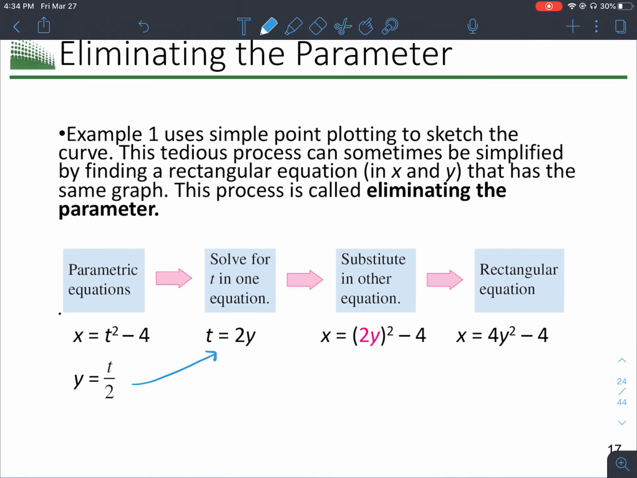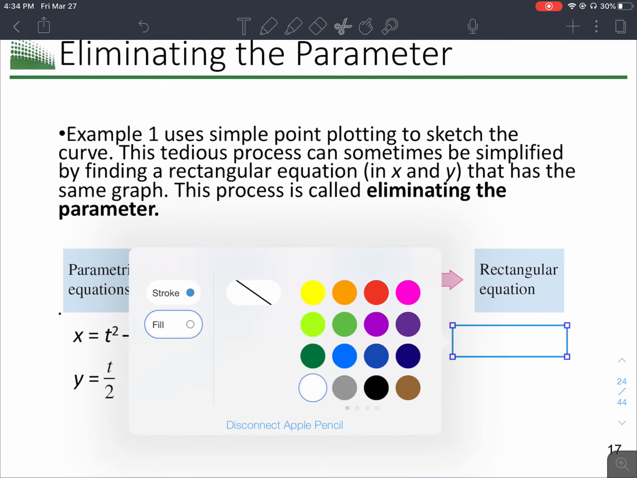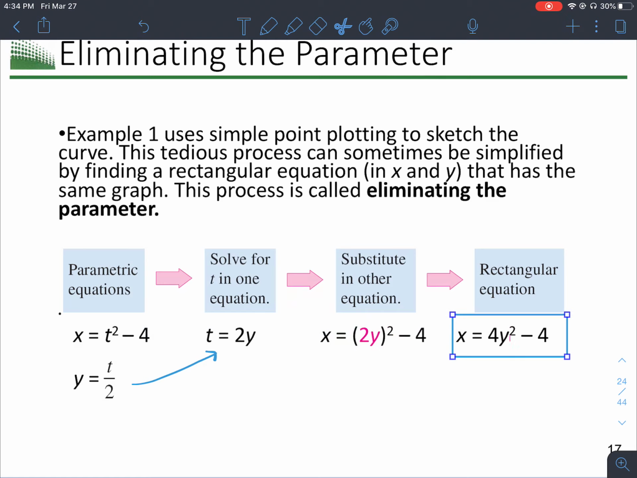But that means for every t value in the x equation, I can replace that with 2y. So I get this equation here, x equals 4y squared minus 4. I'm going to get rid of that. There we go. And I've eliminated my parameter.